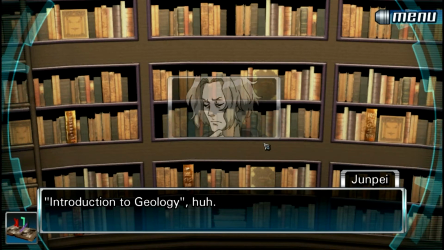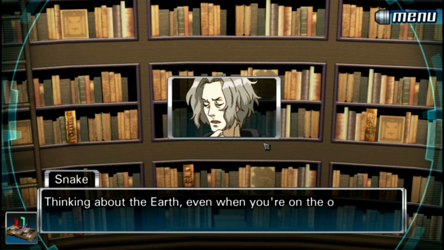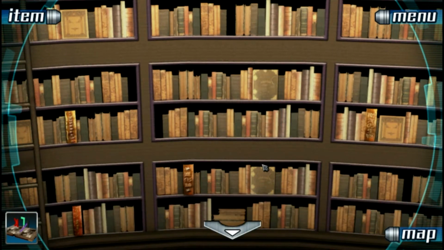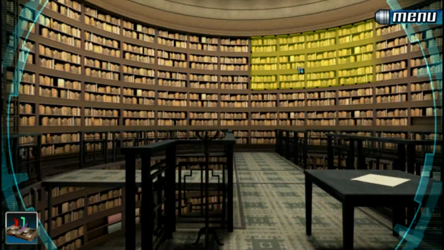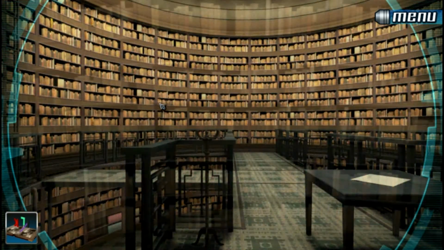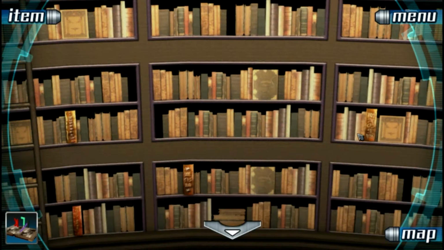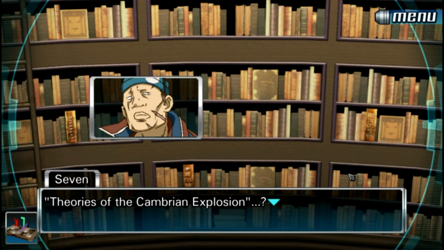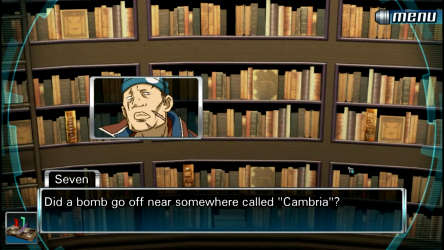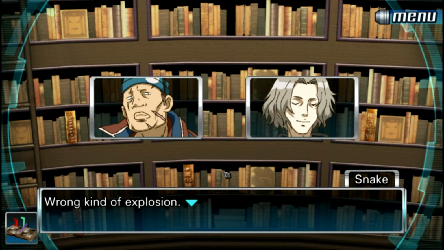Introduction to geology, huh? Thinking about the Earth, even when you're on the ocean. Kind of romantic in a way, I guess. Indeed. Okay, so let me just see about some stuff here. So we checked this section over here. Let's see about this here. Theories of the Cambrian explosion. Did a bomb go off near somewhere called Cambria? I doubt it is that simple.